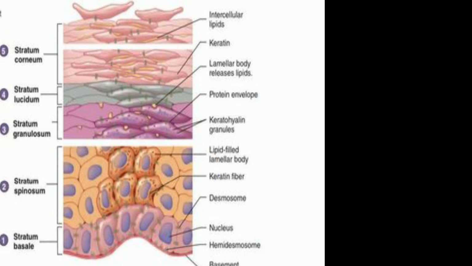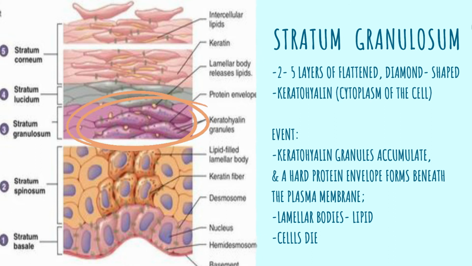The third layer is the stratum granulosum. This consists of 2 to 5 layers of somewhat flattened, diamond-shaped cells with long axes that are oriented parallel to the surface of the skin. This stratum derives its name from the presence of non-membrane-bound protein granules of keratohyalin, which accumulate in the cytoplasm of the cell. The lamellar bodies formed as the cell passes through the stratum spinosum move to the plasma membrane and release their lipid contents into the extracellular space.